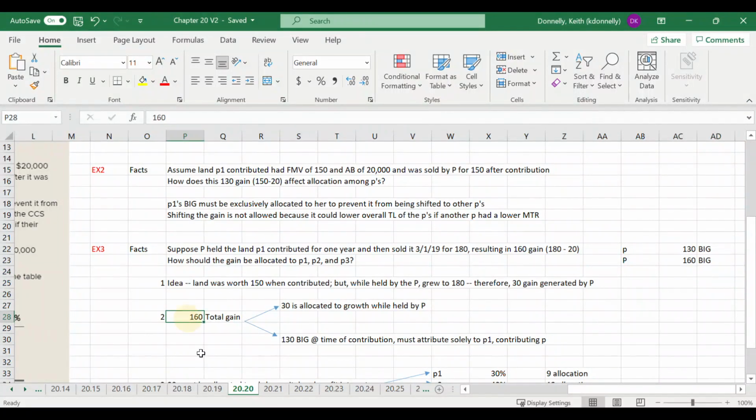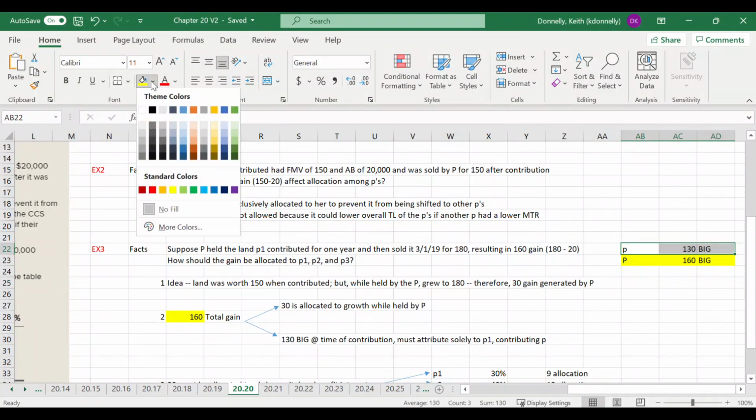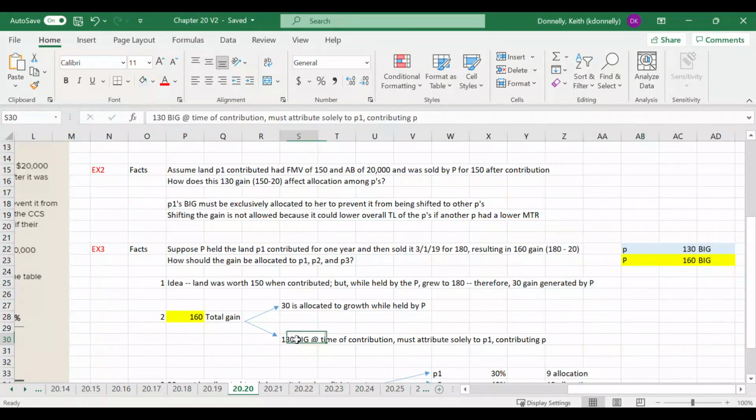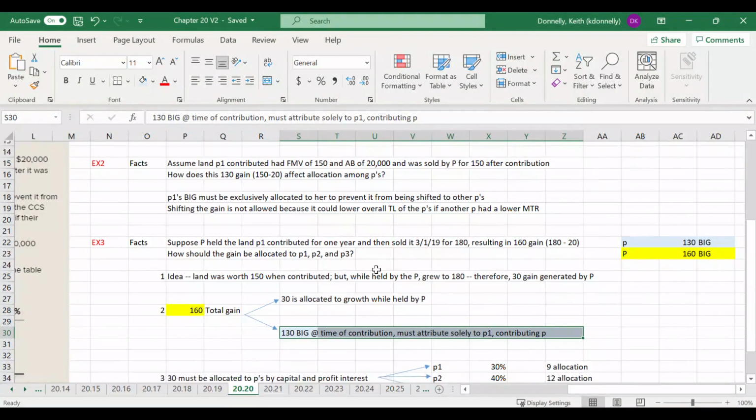So the idea with it is, of the 160 gain at the partnership level, the total gain, 130 of it, highlighter out here, is going to go immediately to the partner who contributed it. You put it in, you get it out. Remember, we just talked about that.